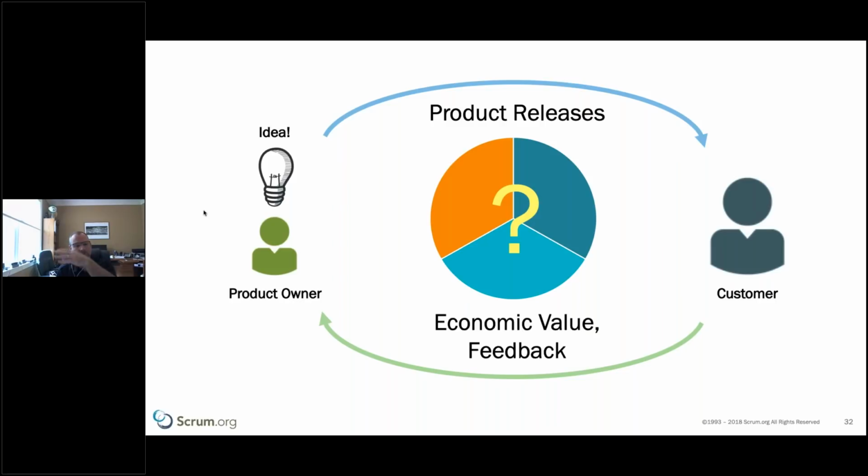And we're constantly releasing. Now, all the roles aren't thrown on this slide and all of that. I'm sure someone's like, well, where's the development team? Well, they're all part of this.